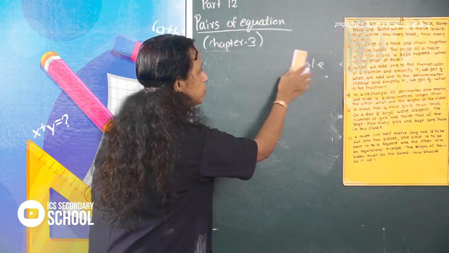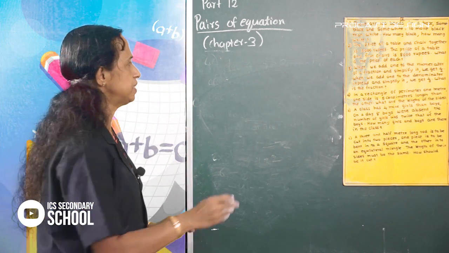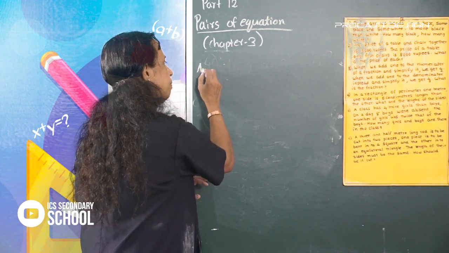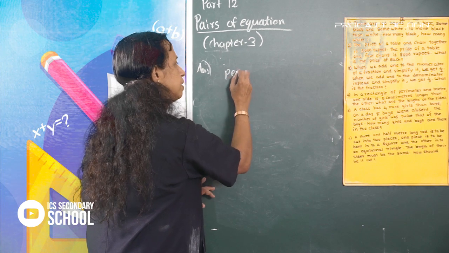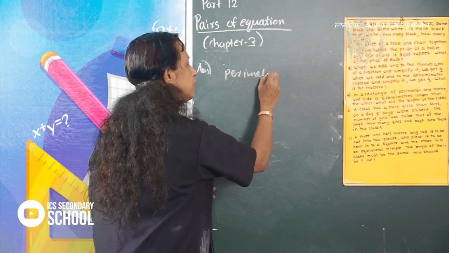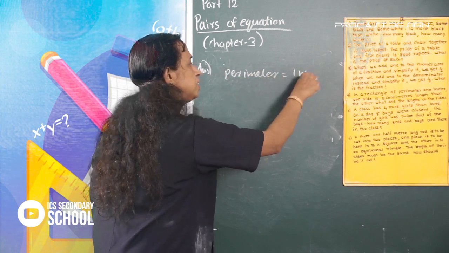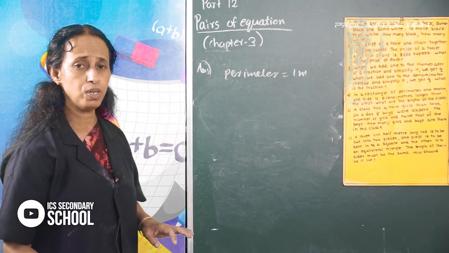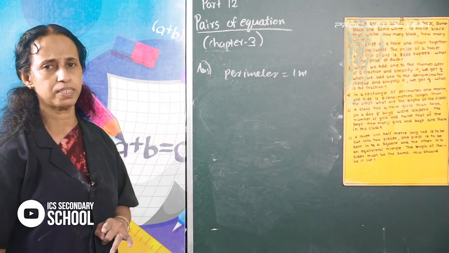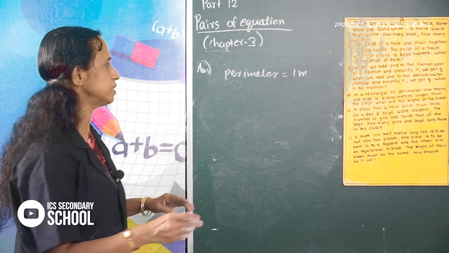Perimeter is equal to 1 meter. Convert this into centimeter. We know that 1 meter is equal to 100 centimeters.